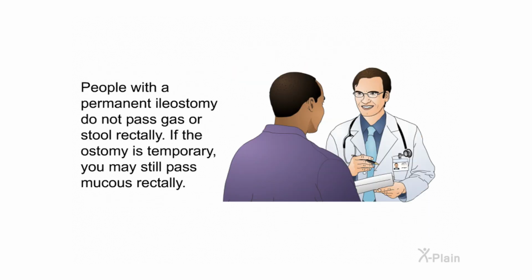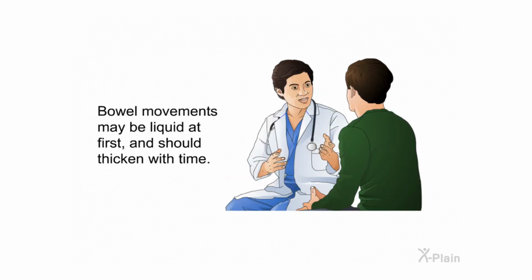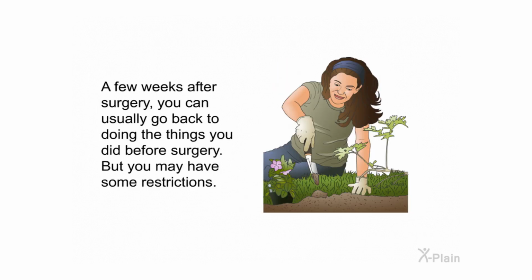People with a permanent ileostomy do not pass gas or stool rectally. If the ostomy is temporary, you may still pass mucus rectally. Bowel movements may be liquid at first and should thicken with time. A few weeks after surgery, you can usually go back to doing the things you did before surgery, but you may have some restrictions.